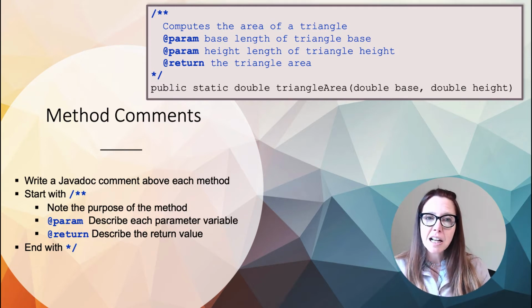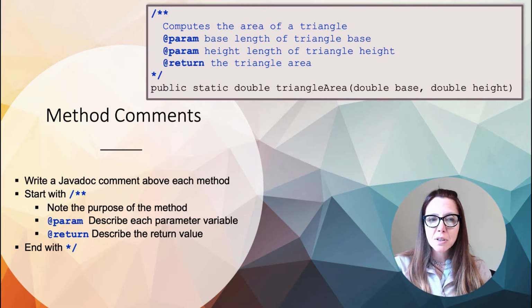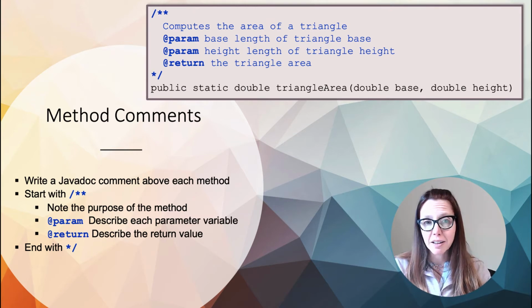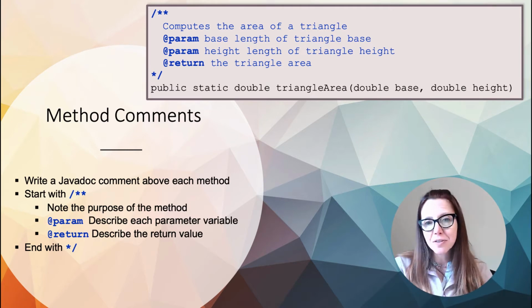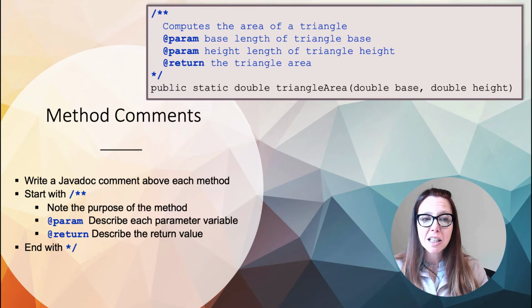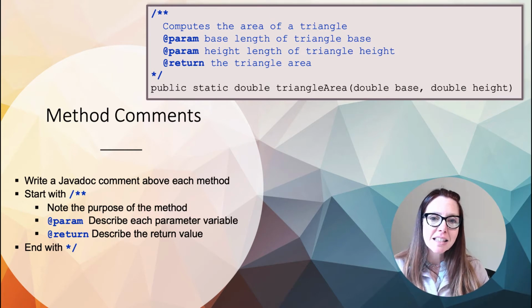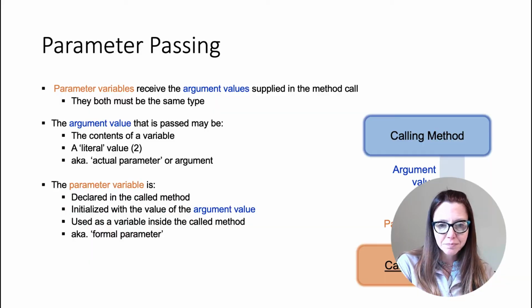So you'll see the Javadoc comments for this begin /**, so there's that one extra asterisk that explains that this is a Javadoc comment. And the first thing that we include is the purpose of the method. So in this case, it computes the area of a triangle. Then we describe each parameter variable in order. And so first we have the length of the triangle base, then the length of the triangle height. And after you've completed description of each parameter variable, you finally include @return. And this describes the return value that the user of this method can expect.